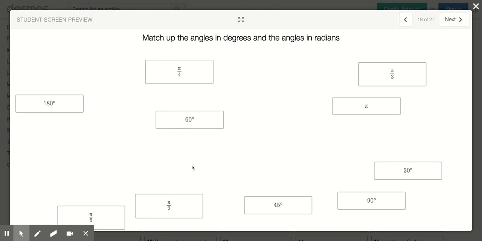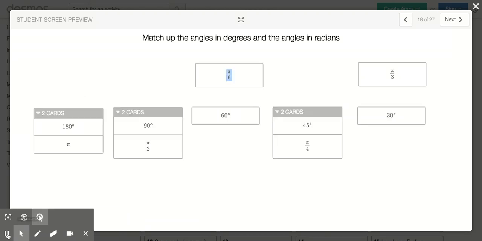Match up the angles in degrees and the angles in radians. Okay, so I want you guys to do this one on your own. I'm going to go ahead and pause the video. You pause this as well, and then when you come back, the answers will be there for you.